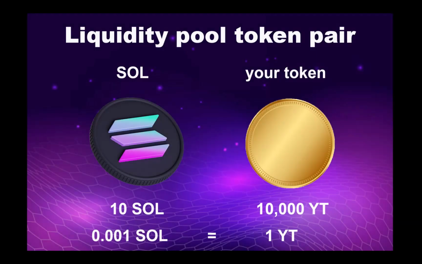When you deposit liquidity, say 10 SOL and 10,000 of your token, you're defining the starting price. In that example, one token equals 0.001 SOL. Other users can now trade against that pool. If they buy your token, its price automatically rises. So adding liquidity is how you give your token its very first market value.